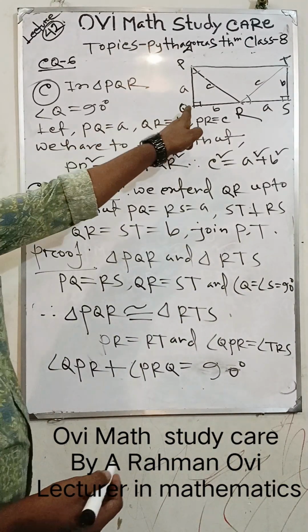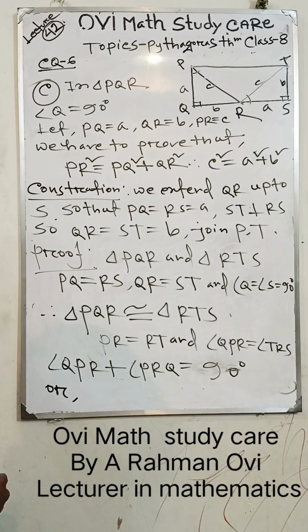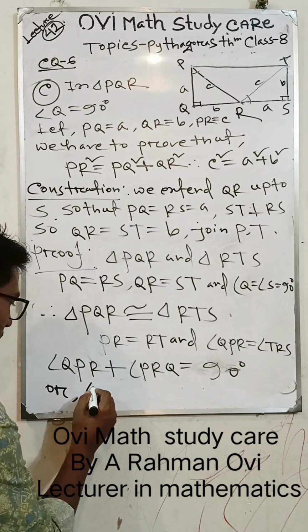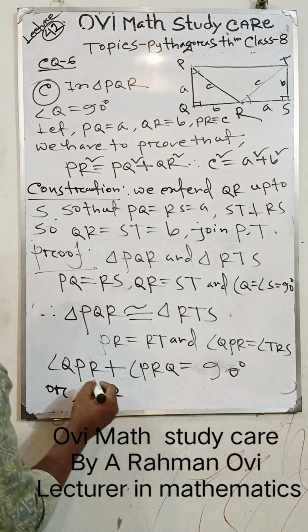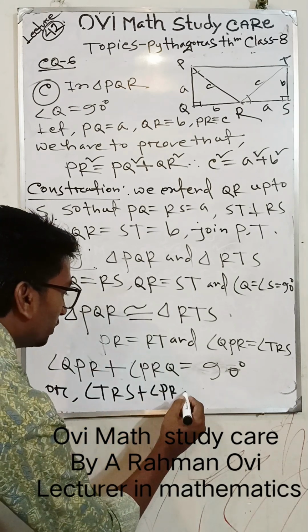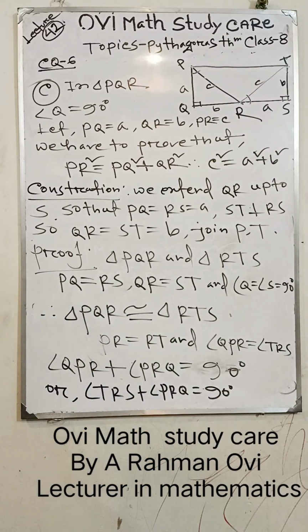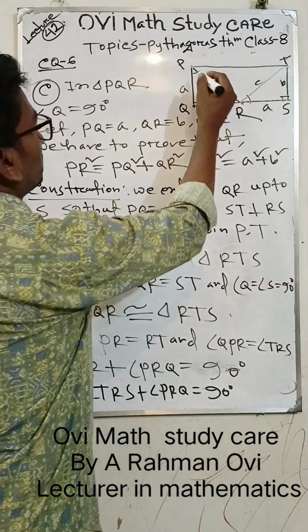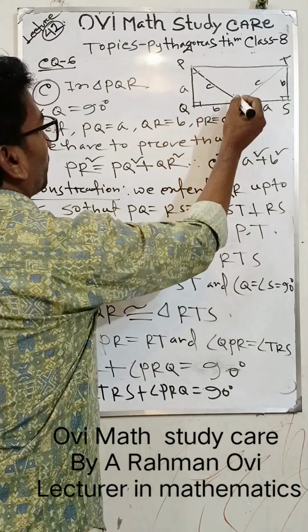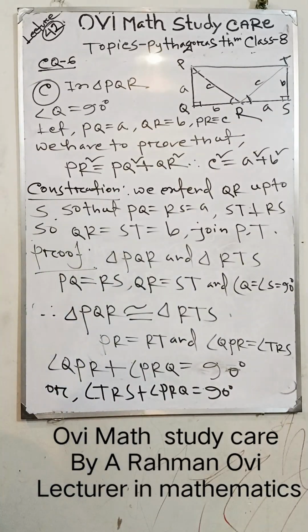Replacing QPR, we can write TRS plus PRQ equal to 90 degrees. That means PRQ plus TRS, these angles are 90 degrees.